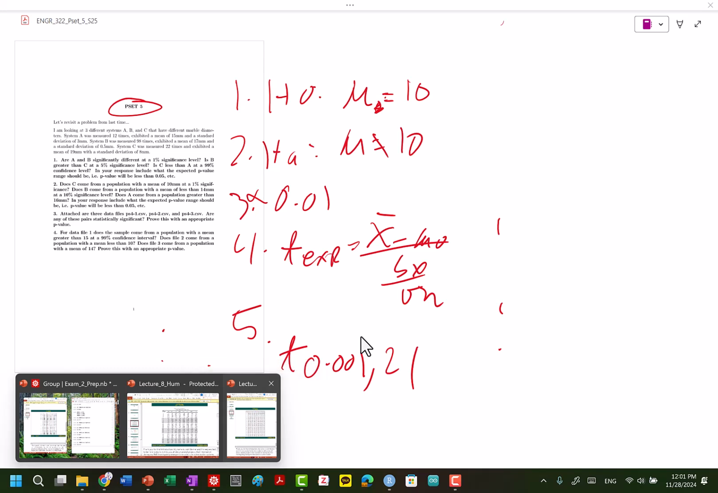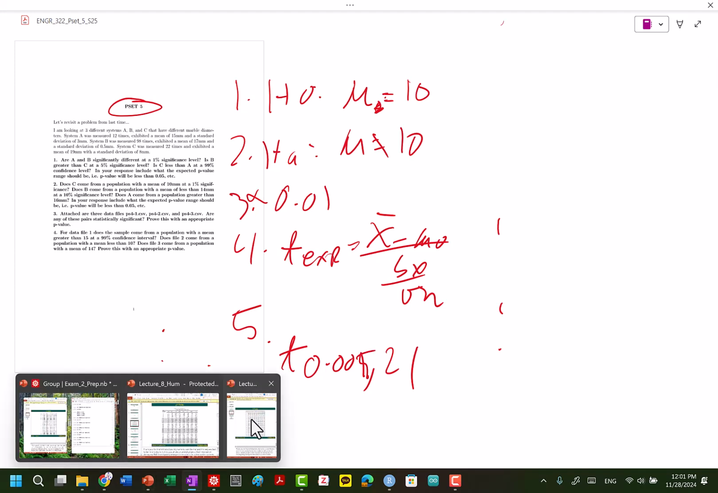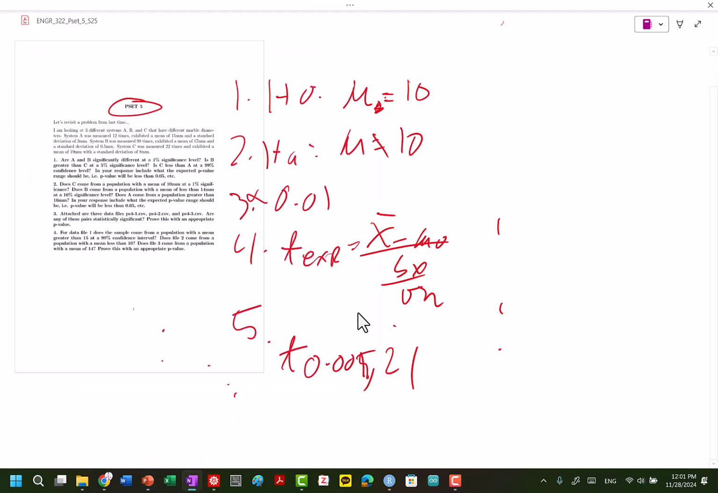So we can go ahead and do T 0.001, 21. Excuse me, if I divide that by 2, it's T 0.005. Excuse me for that mistake. So T of 0.005, 21. That's going to give us 2.831. And that'll be plus or minus because it's a two-tailed test.